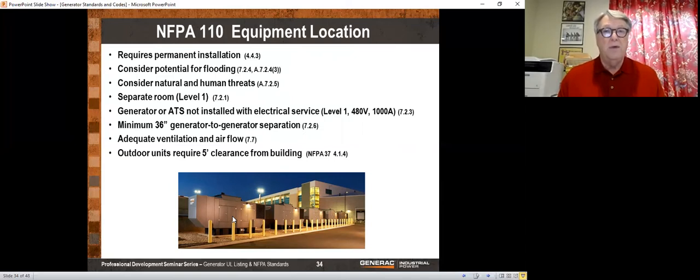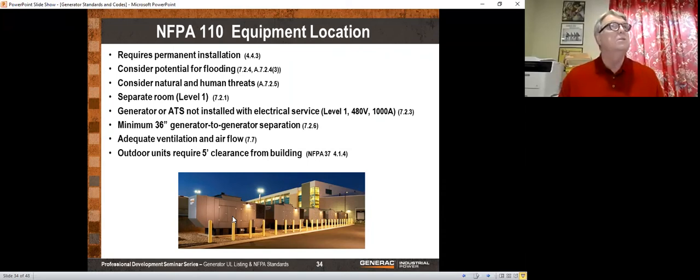You can see some of the other things: flooding, human threats, the generator or transfer switch. If it's a level 1, it cannot be installed with the electrical service if it's 480 volt and 1,000 amps or more. Generators should typically be 36 inches apart. You've got to have adequate ventilation and airflow, and outdoor units require 5-foot clearance from the building.